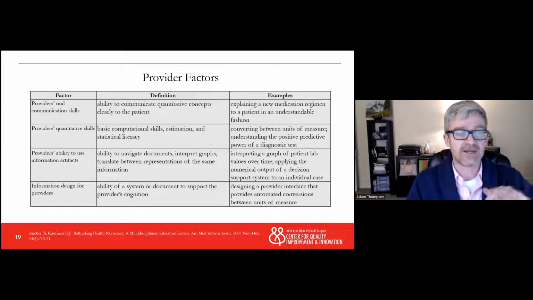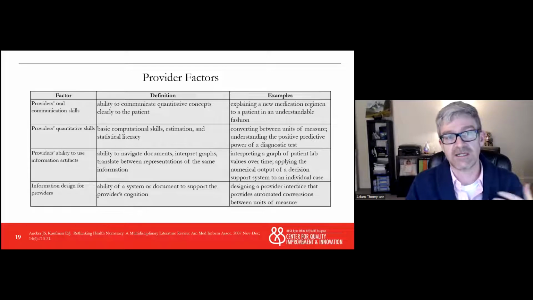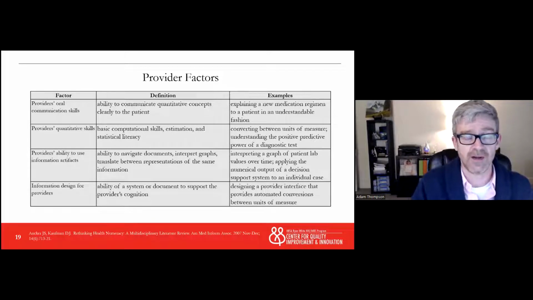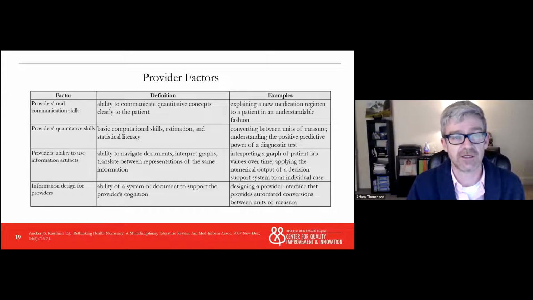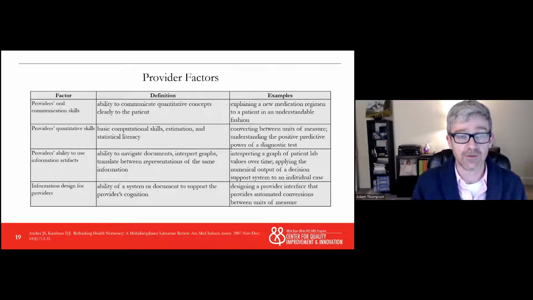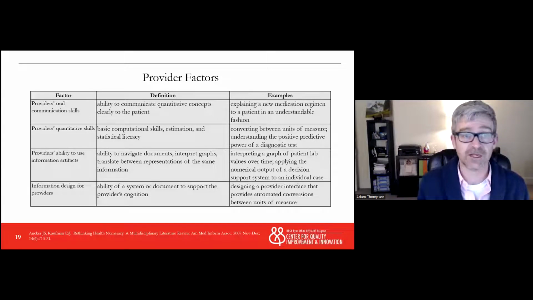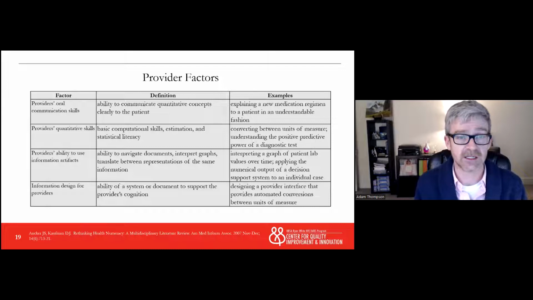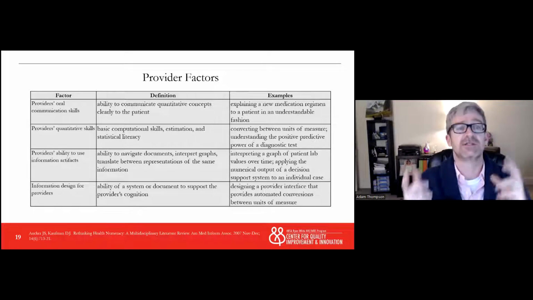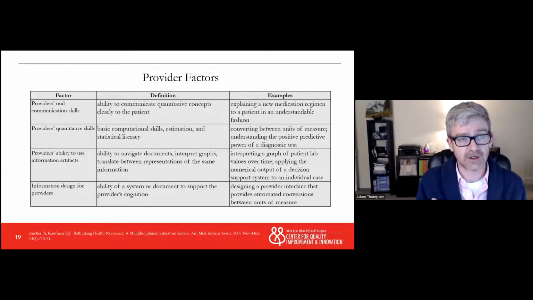So when you think about these different factors, again, looking at quality improvement, I could be doing a project that helps build provider skills, both in oral communication of numeric information or quantitative information, but also potentially delivering quantitative information to communities with limited health literacy or individuals whose primary language is not English. You know, what adaptations do we need to make? What tailoring do we need to do?